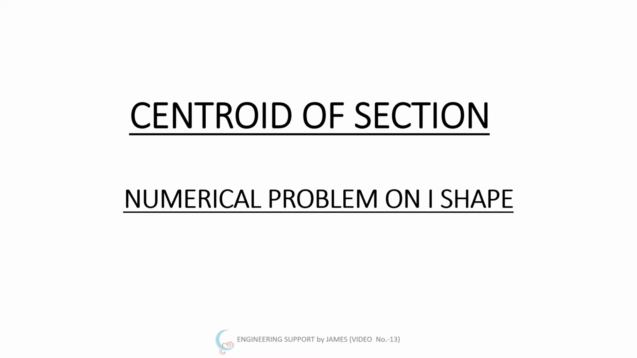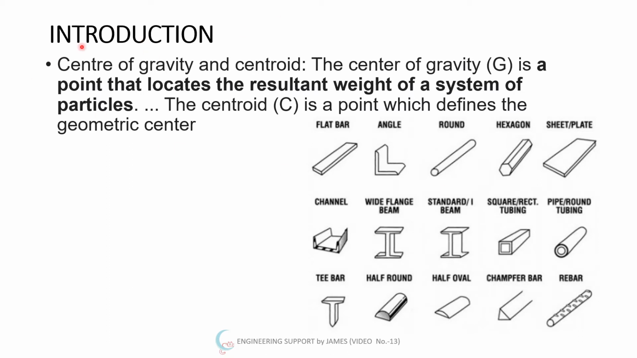In this section, we are going to learn how to calculate the center of any section. This particular video is for this I shape. As you know, in introduction, what is center of gravity and centroid? The center of gravity G is a point that locates the resultant weight of a system of particles, and the centroid is the point which defines the geometric center. In this video, we are going to learn how to calculate the center of a wide flange beam or the standard I beam. Okay, so let's start the problem.